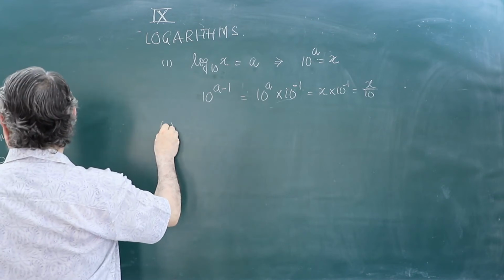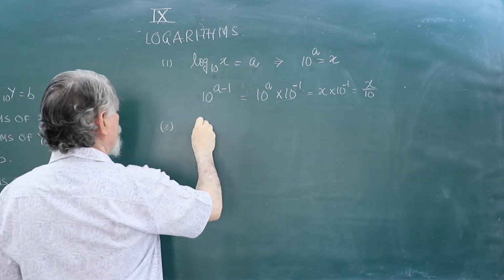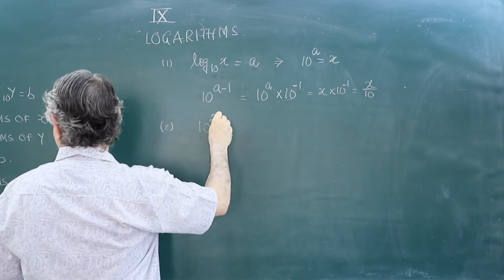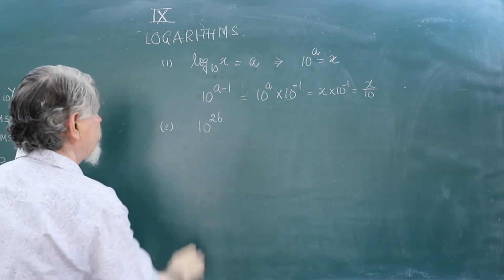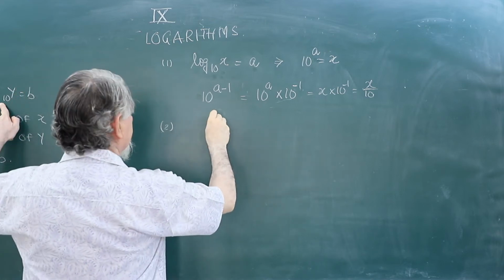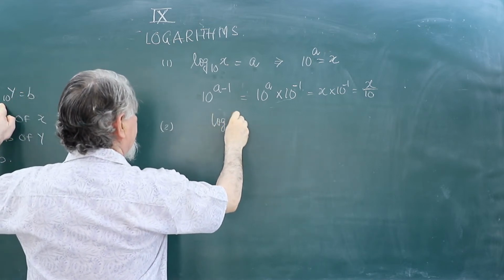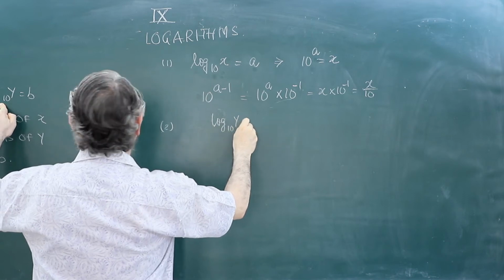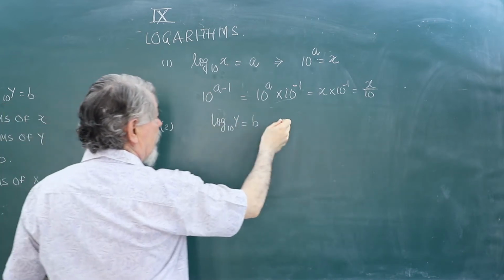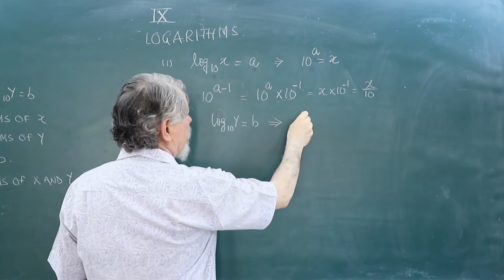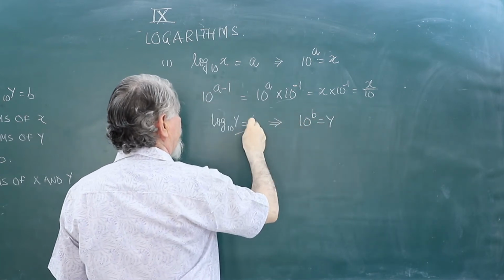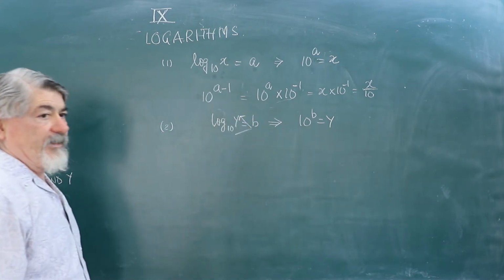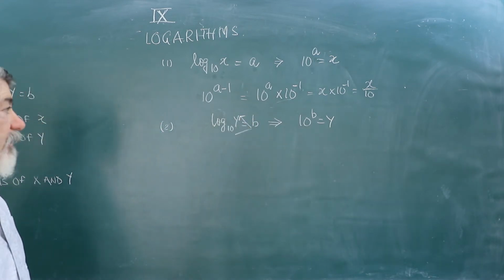Second is 10 to the power 2b in terms of y. First of all, let us see what was given to us. Log y to the base 10 is equal to b. So I'll again change it to the index form: 10 to the power b will become y.